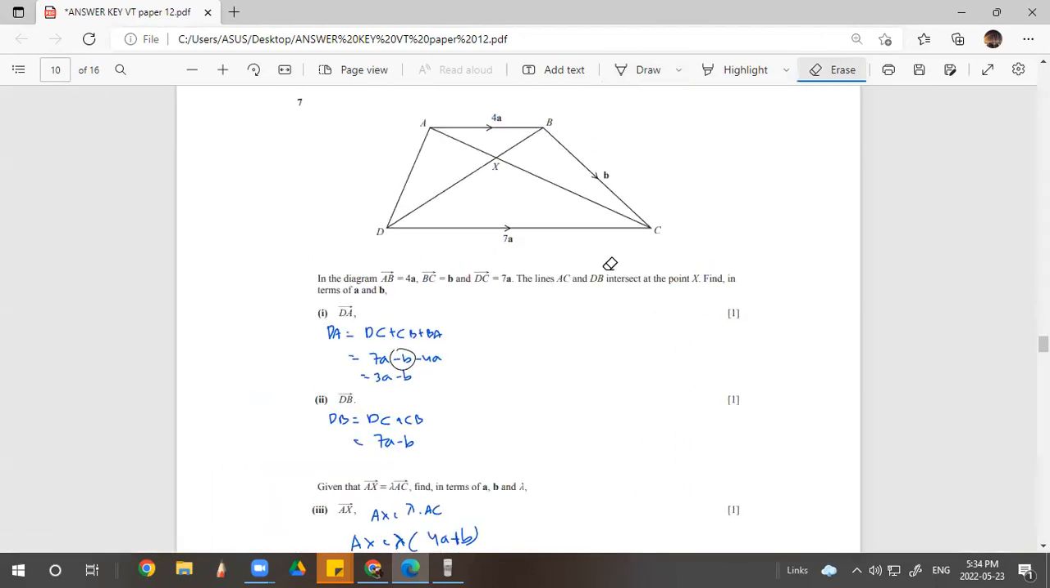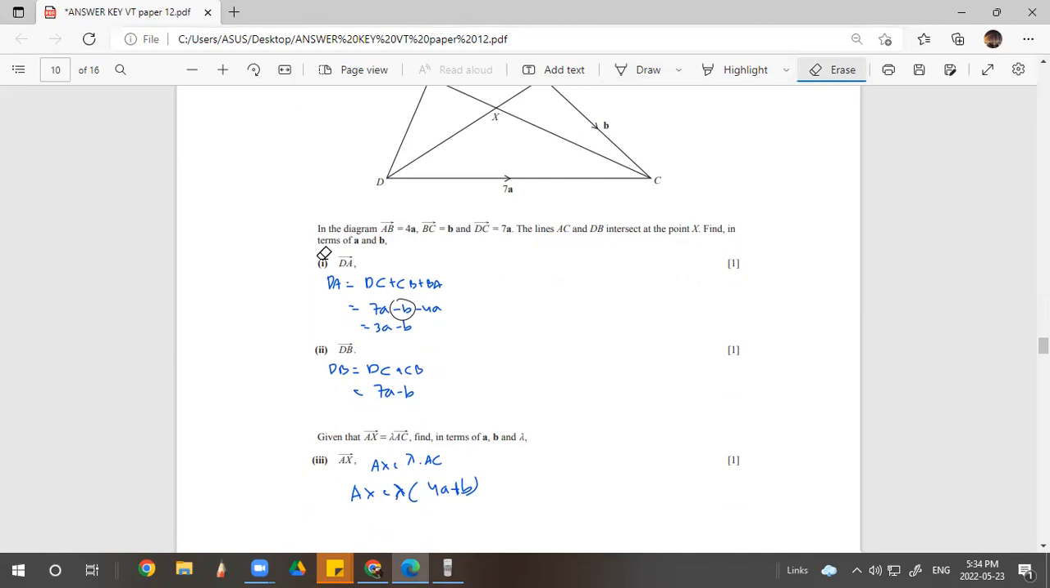How do you calculate DB? DB is also the same: DC plus CB. I put all the workings, right? And then 7a minus b only. So actually, part 1 and part 2 is switched. I think we can do part 1, part 2 first.